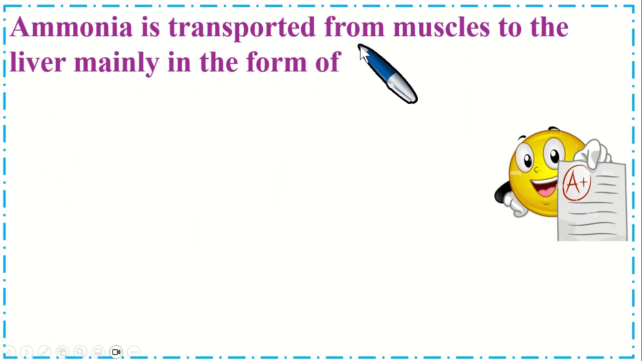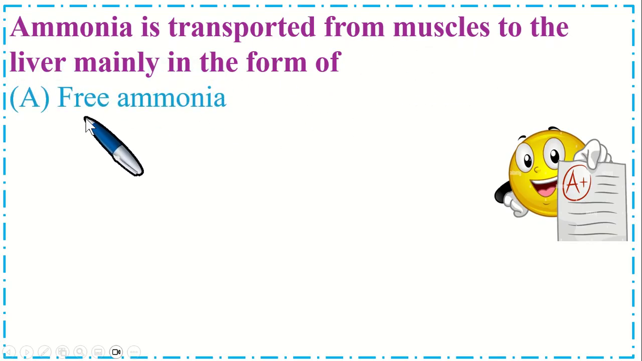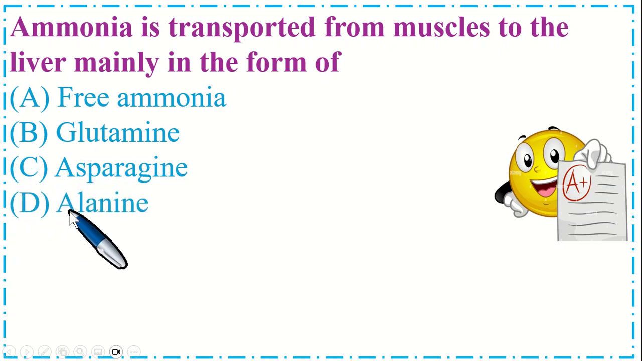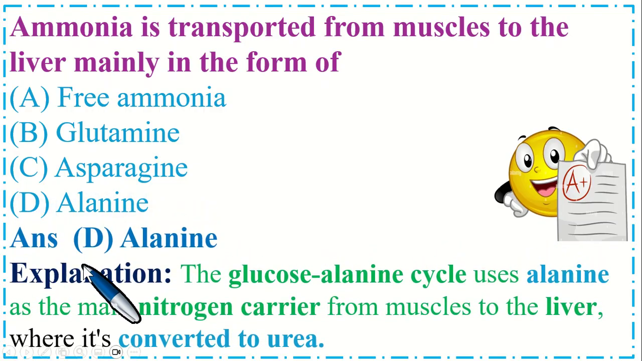Ammonia is transported from muscles to the liver mainly in the form of option A free ammonia, B glutamine, C asparagine, and option D alanine. So the correct option is D alanine. The glucose-alanine cycle uses alanine as the main nitrogen carrier from muscles to the liver, where it is converted into urea.